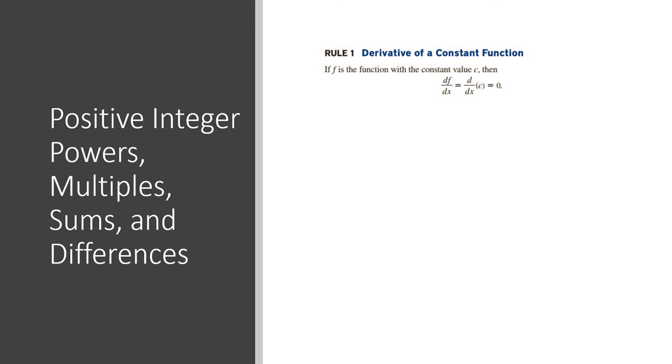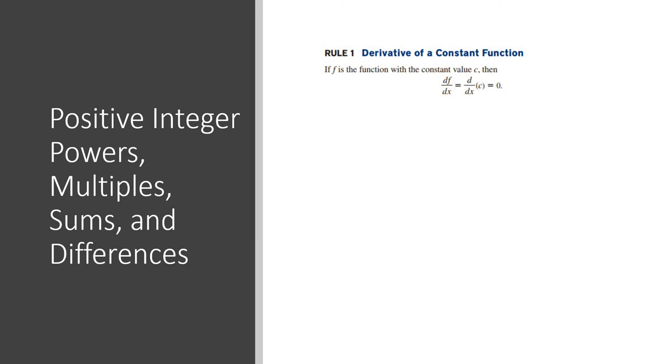Rule number one is the derivative of a constant function. If f is the function with the constant value c, then d/dx of c is equal to 0. So in other words, this is saying that if we have a function that is just a constant, and we differentiate that function, then the derivative function is going to simply be 0.